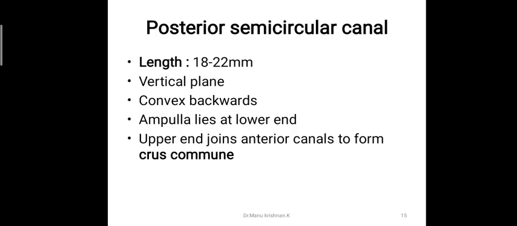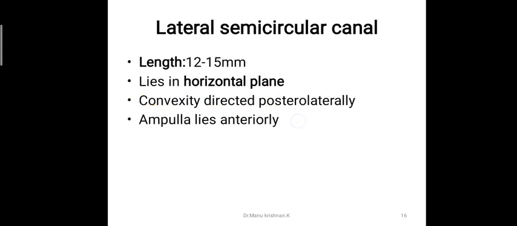And note the feature that one was facing convex upwards, and the second one, that is the posterior semicircular canal, that is facing convex backwards, making them right angles to each other. So the last one is the lateral semicircular canal, that is 12 to 15 millimeter in length, and it lies in a right angle to both of these other semicircular canals.